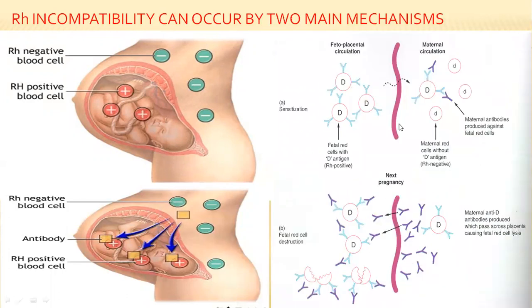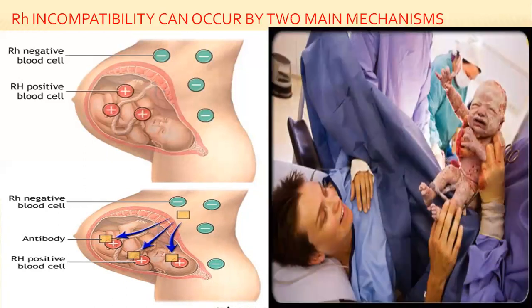So you have the placenta here, you have the fetal circulation and maternal circulation. If the fetal blood with the D antigen, so you can see this red blood cell with a D antigen on the plasma membrane, crosses to the maternal circulation, in maternal circulation you have maternal antibodies that are produced against the fetal red blood cells. So they will attack these red blood cells. These antibodies are produced in higher quantities, and some of them cross the placenta to attack the fetal blood. That will result in hemolysis of the fetal blood, and then it will result in hemolytic anemia of the newborn. Then the child is born with such a condition.